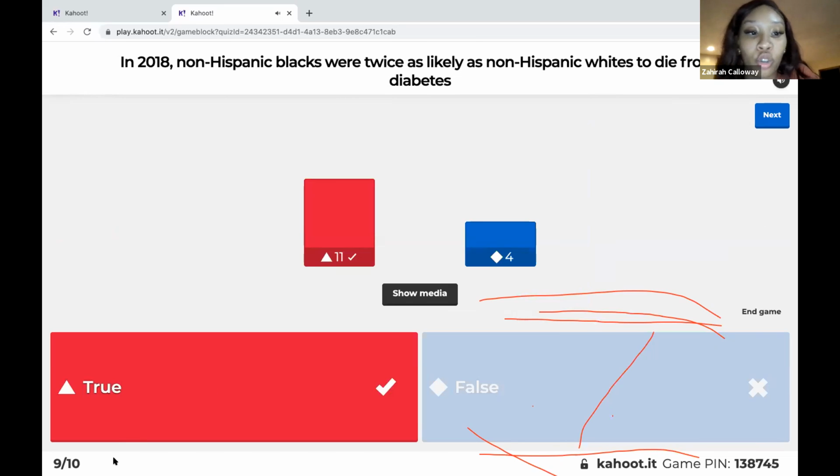Unfortunately, that is true. Diabetes disproportionately affects our Black community.